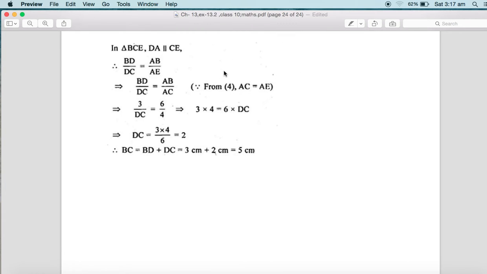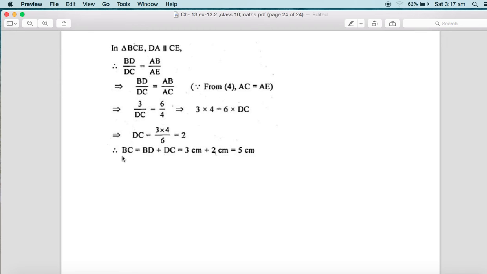Now to get the required result, I'll take triangle BCE in which these two lines DA and CE are parallel. Therefore, BD upon DC equals AB upon AE. Now put the values. Why am I writing AC in place of AE? Because we have already proved the two are equal from equation 4. Now put BD as 3, DC we have to find, AB is 6 and AC is 4. DC equals 3 into 4, 12, 12 upon 6, that is 2. So DC equals 2.